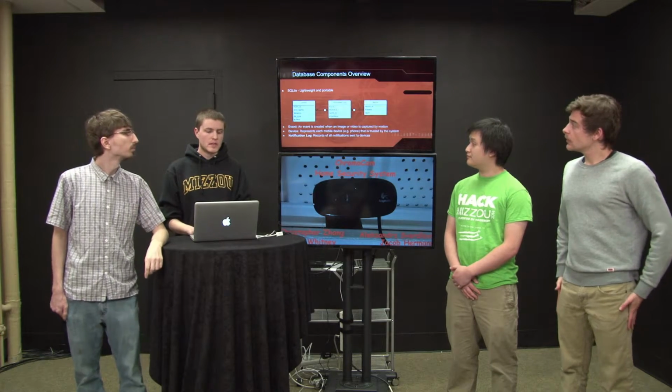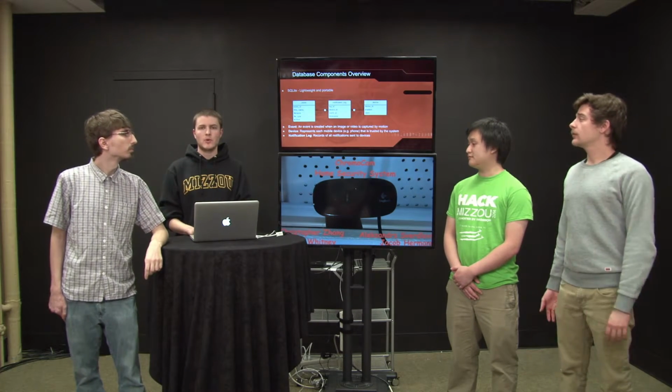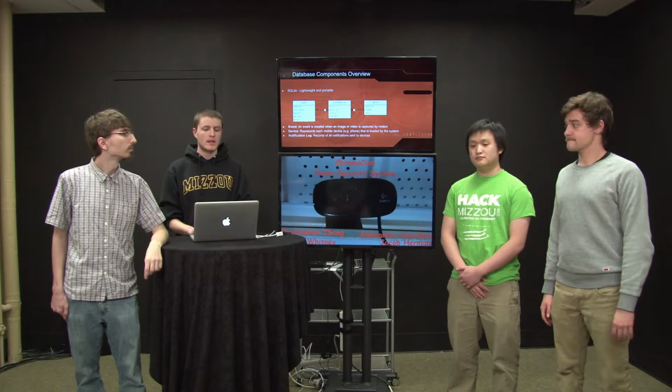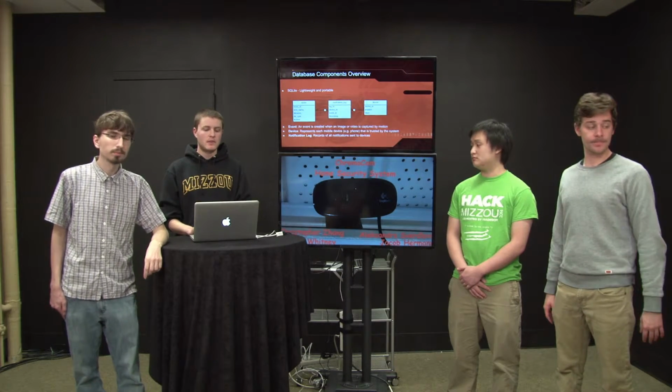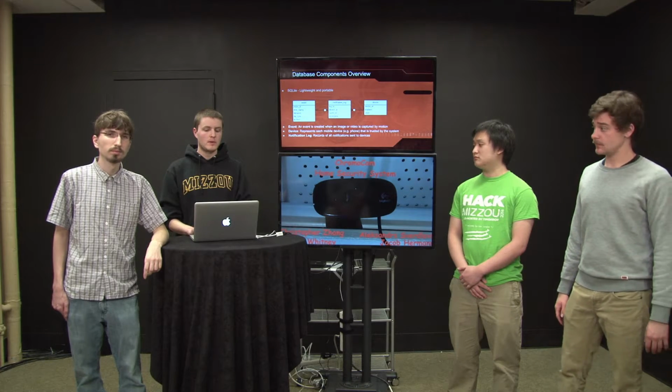So for our database, we're just going to be using SQLite. It's lightweight and portable, much like the Raspberry Pi. We want to keep resource usage as low as possible because Motion will be using quite a bit of CPU time. So SQLite we figured would be optimal.